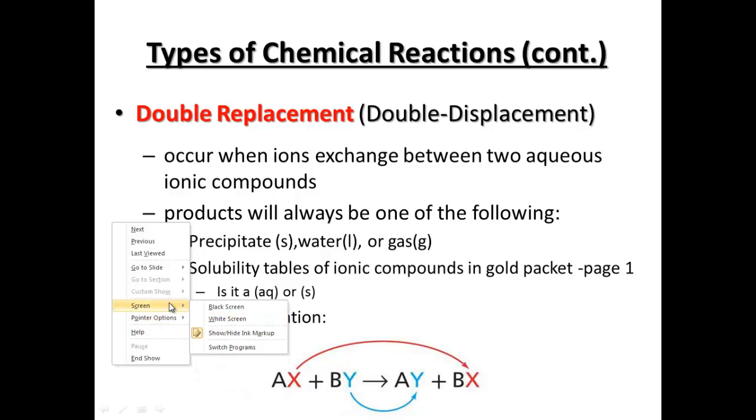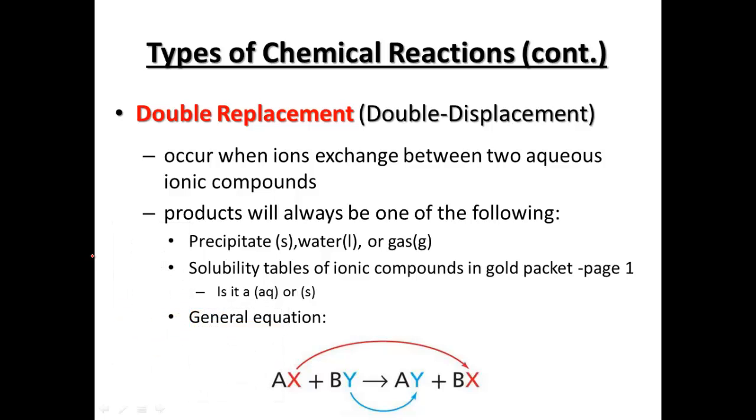To continue on with our chemical reaction types, we're going to now look at double replacement reactions, or double displacement reactions. Both of those terms can be used interchangeably. What we're going to look at is when ions exchange between two aqueous ionic compounds, so we need to have two compounds to begin with. We'll always have a precipitate or a solid produced, water, or a gas. One of these three things will always be produced when we have a double replacement reaction.